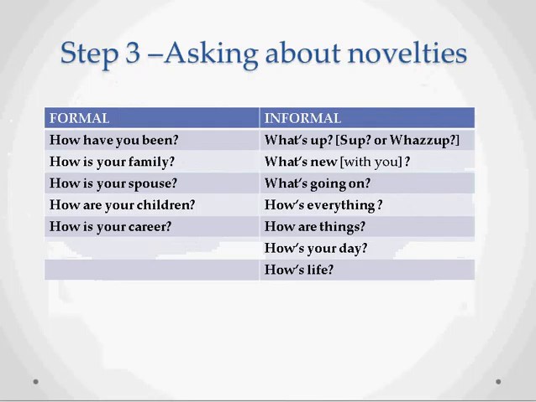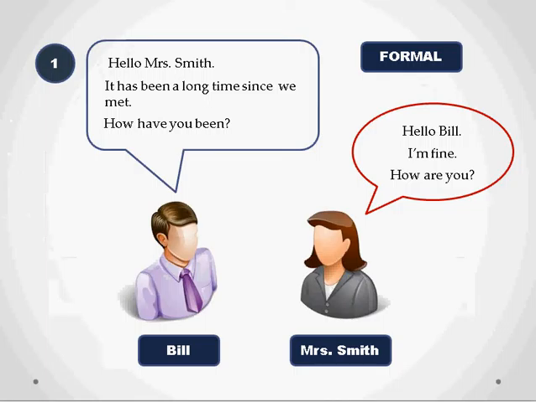So a meeting could look like something like this. We have here Bill and Mrs. Smith, and they meet. So Bill could say, "Hello, Mrs. Smith. It's been a long time since we met. How have you been?" The person here, Bill, could say all these sentences one after another, and then let Mrs. Smith answer. "Hello, Mrs. Smith. It's been a long time since we met. How have you been?" And then Mrs. Smith would reply, "Hello, Bill. I'm fine. How are you?" This language is, of course, very formal.